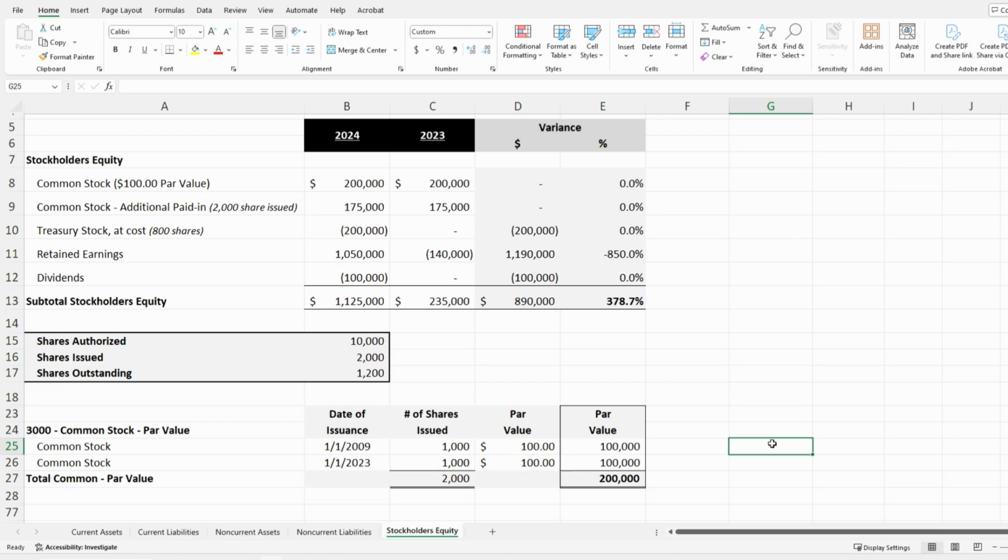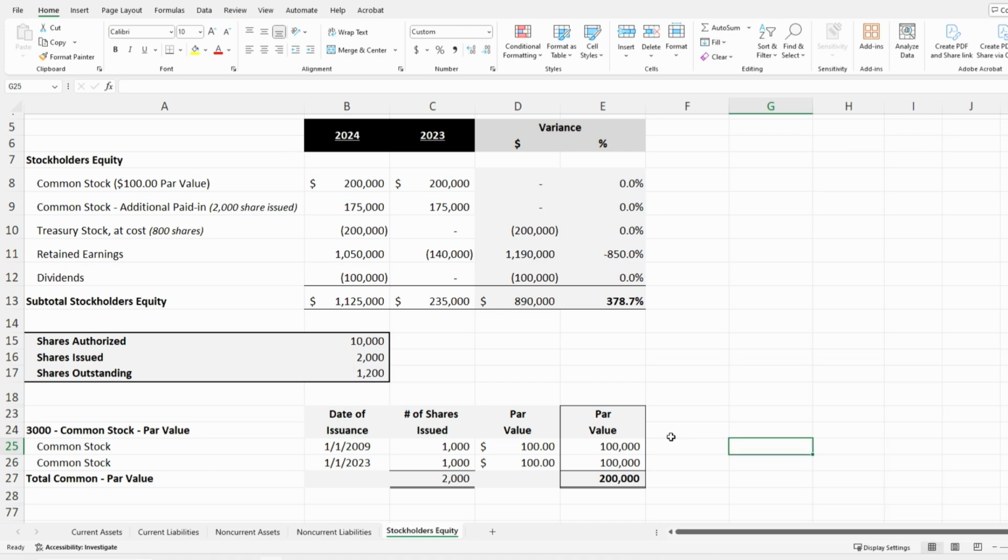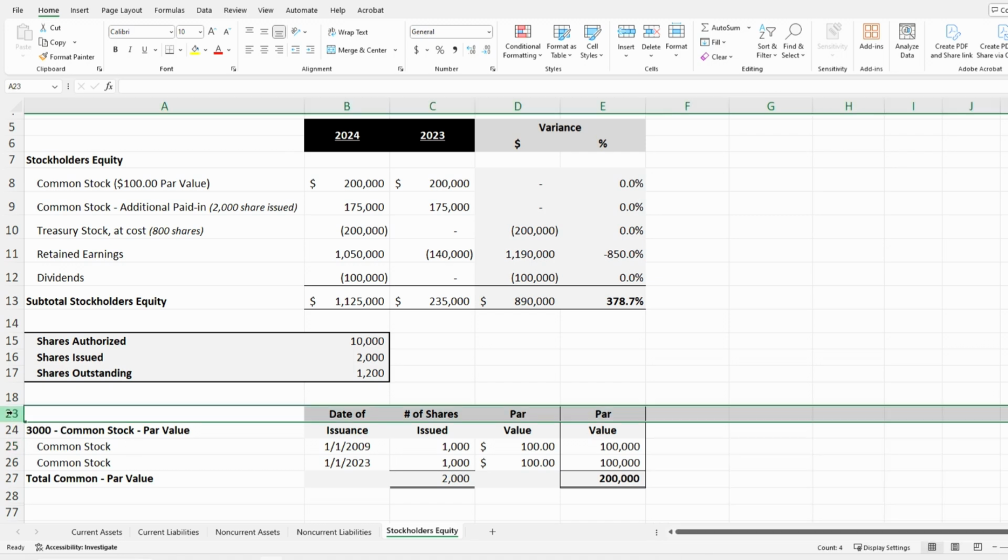We're going to debit cash of $100,000 for the par value portion of the stock we issued, and we're going to credit common stock par value. So let's transition over to additional paid-in capital, because that's the other part of this equation when you're issuing shares, especially when you're issuing shares for more than par value, which is ultimately always going to be the case.